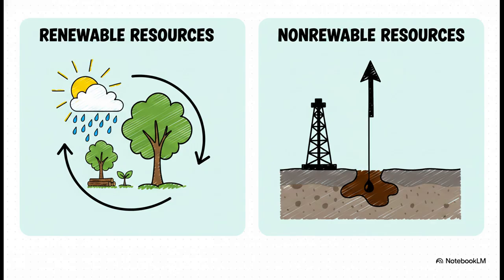You've got your renewable resources, things like timber, or soil, or fresh water. They're part of a cycle. They can grow back or replenish. But then you have the non-renewable resources, like fossil fuels and minerals. And those, they're like a one-time inheritance. Once we use them up, they are gone.